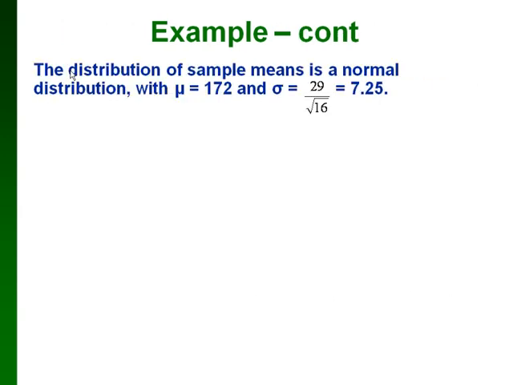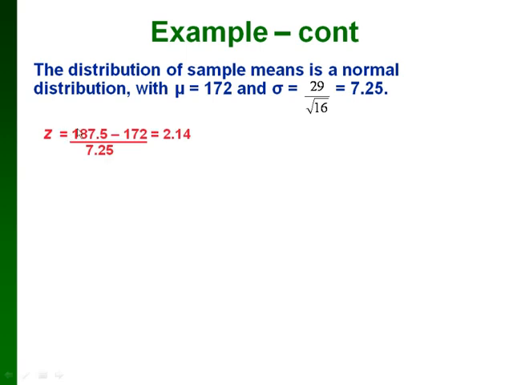So we have a distribution of sample means that's a normal distribution because our original distribution of men's weights was a normal distribution. Our mean is 172. It's the same as the mean of our original distribution. And our standard deviation for this distribution is our original standard deviation of 29 divided by the square root of our sample size. So it's 29 divided by the square root of 16. It comes out to be 7.25. So now we just have a normal distribution with a mean of 172 and a standard deviation of 7.25.